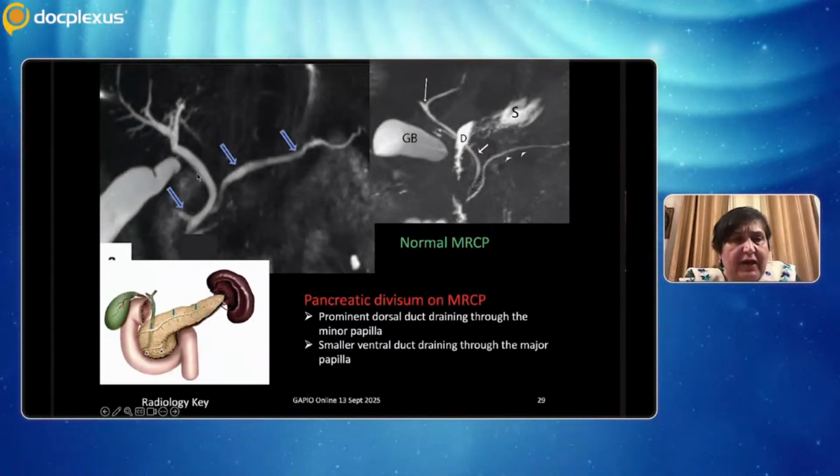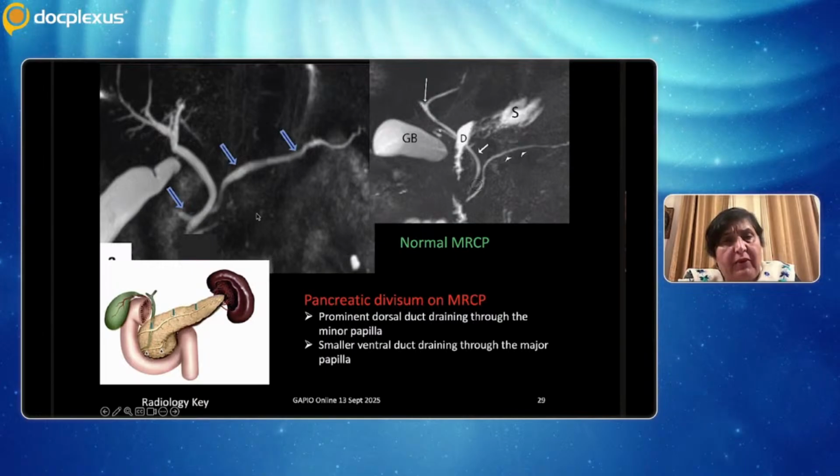You can see that's the CBD, and that's the main duct which is here, which is draining here, and that's the duct of Santorini, which is now draining the entire body and tail of the pancreas as well. And this minor papilla is too small to take this amount of pancreatic fluid draining into it, and that is why these patients sometimes land up with problems.